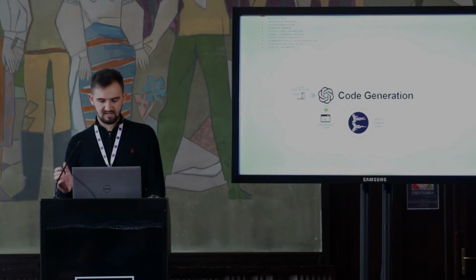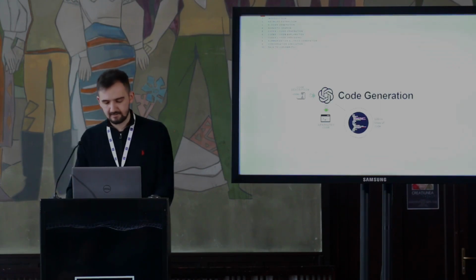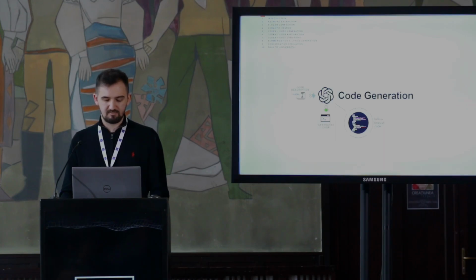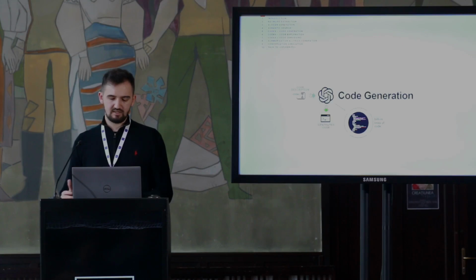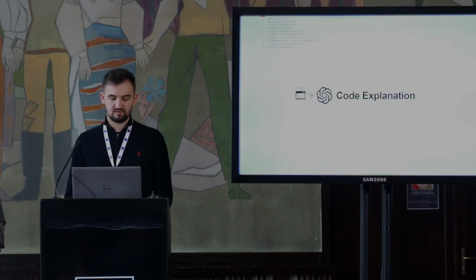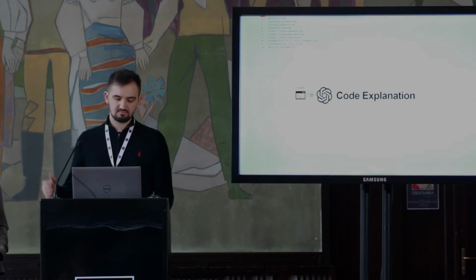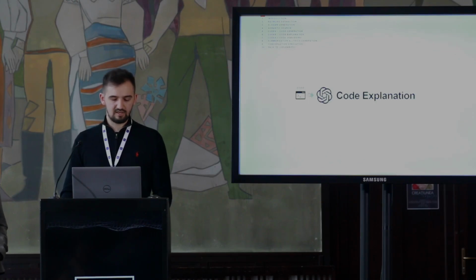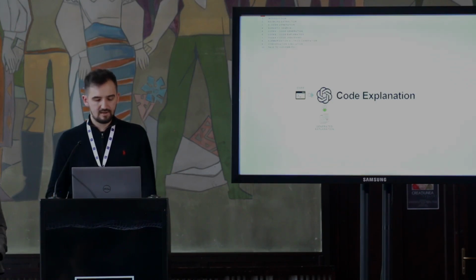As before, how does it do this? It's just been trained on billions of lines of code. It tends to understand what kind of code you want and what some code actually means, and then it can generate it. Secondly, there's code explanation. This time, instead of generating code, we have some code but we don't know what it does. We input that code, and GPT-3 will generate an explanation of what that script does.